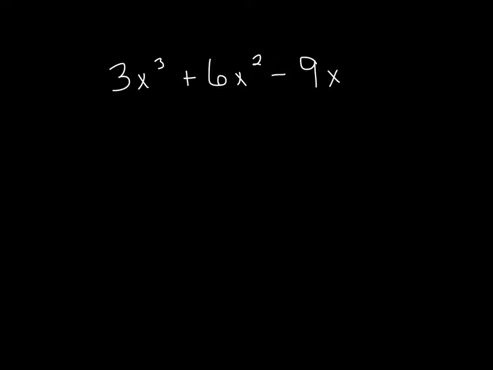Okay, when you are factoring the greatest common factor out, the first step is to find your greatest common factor. So we will start by looking at our numbers. So we have a 3, a 6, and a 9. So the greatest common factor of 3, 6, and 9 would be a 3.